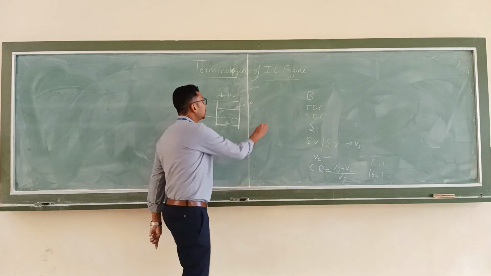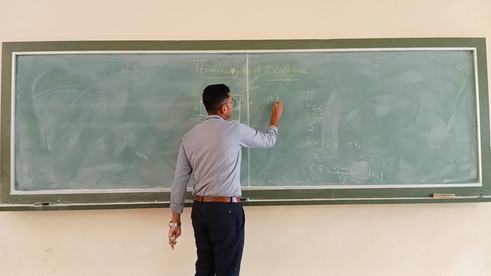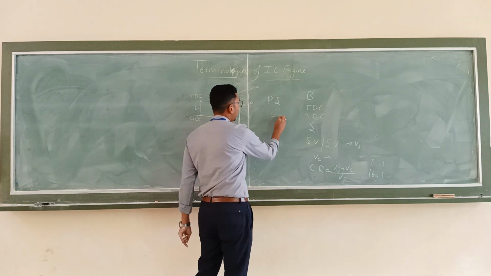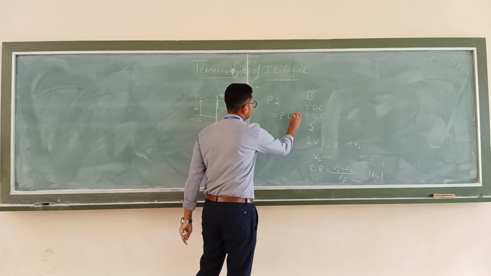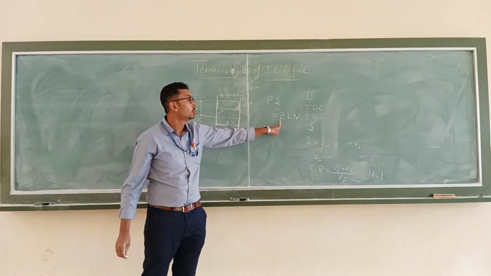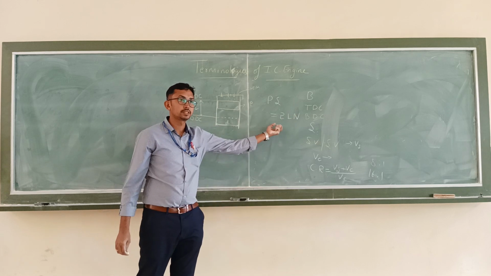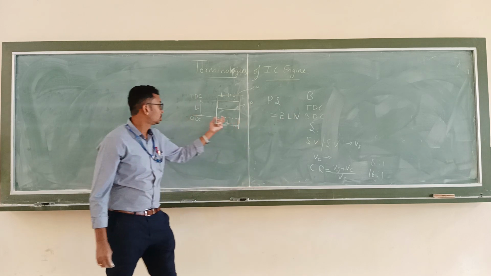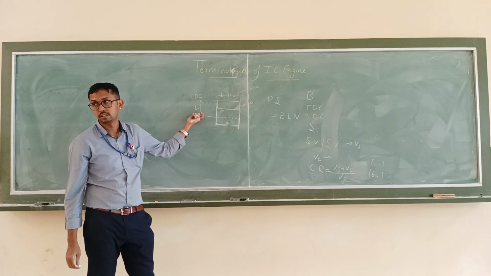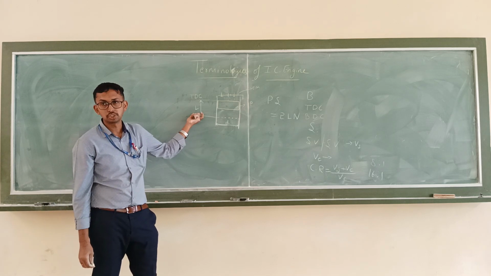Next one, piston speed. Piston speed is nothing but the average speed of a piston. It is given by piston speed is equal to 2LN. What does L represent? Stroke length. Right? L represents the stroke or stroke length.